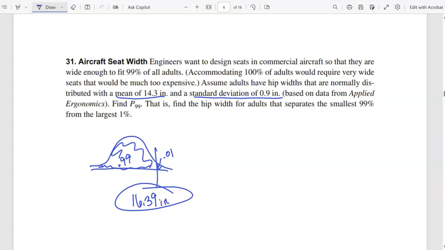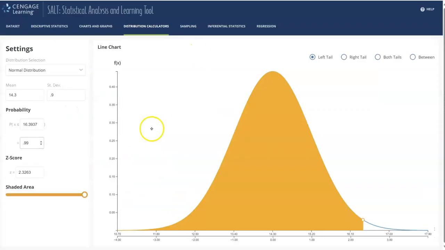And that's an X value. That is not a Z-score. The Z-score associated with that would be about 2.33.